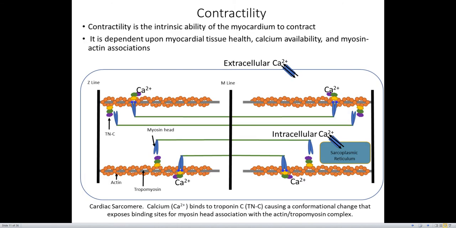Okay, so let's talk about contractility. Contractility is the intrinsic ability of the myocardium to contract. And I want to add the ability of the myocardium to respond to action potentials, or the electrical stimuli that it's receiving. It's dependent upon myocardial tissue health, calcium availability, and myosin-actin association. So any disease process that alters the histology of a myocyte and any part of this cardiac sarcomere can cause contractility to be changed.